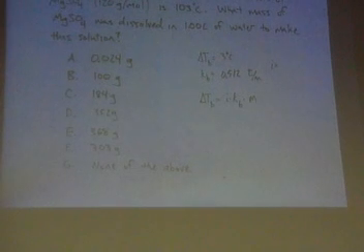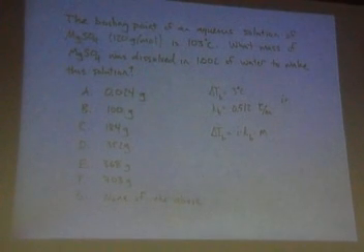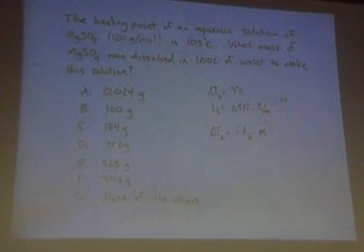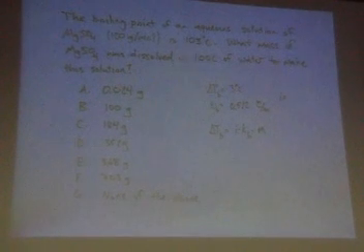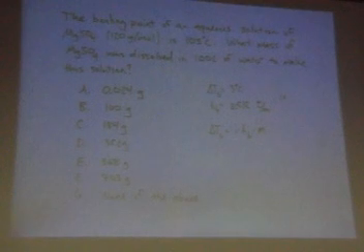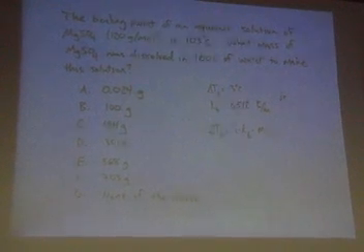Now, what about i? For magnesium sulfate, what is i? 2? Why do you say 2? 2 moles of ions per mole of salt. You see, 1 mole of magnesium creates one of the ions, and sulfate creates the other ion. So in this case, i is 2.